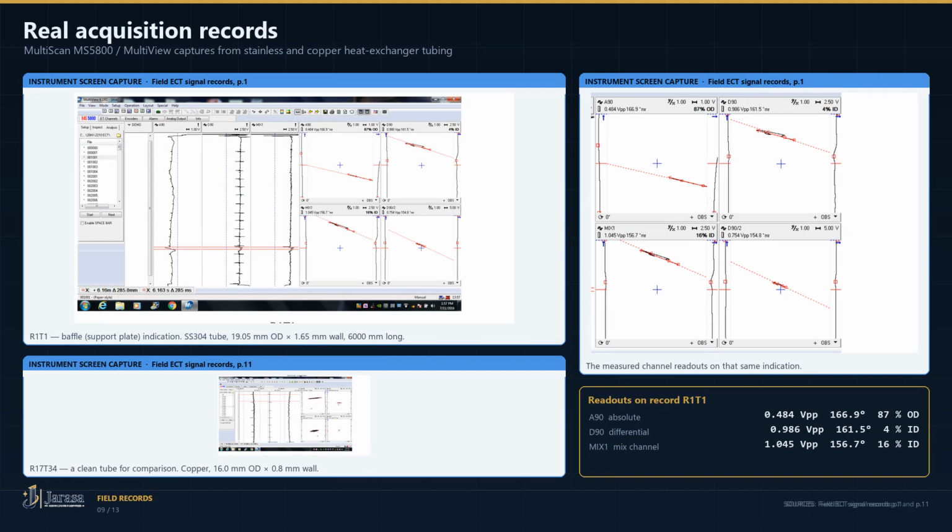This is what it looks like in the field. A Multiscan MS5800 record from stainless 304 tubing, 19.05 mm outside diameter, 1.65 mm wall. Strip charts carry position, Lissajous panels carry shape, phase, and amplitude. The absolute 90 channel measures 0.484 volts peak to peak at 166.9 degrees, sized 87% outside diameter. The mixed channel reads 16% inside diameter on the same indication.